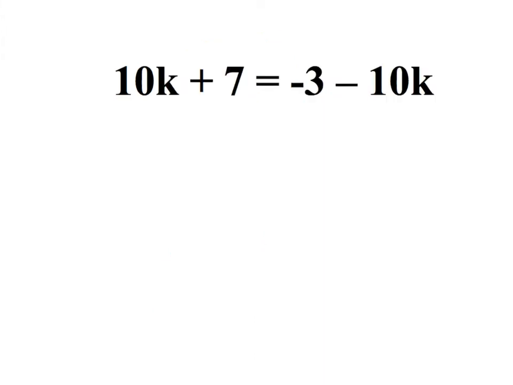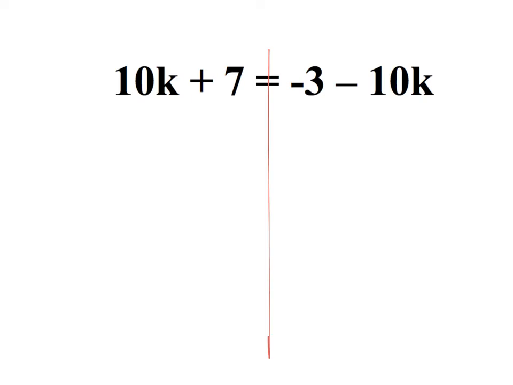Okay, let's check the next one. Let's draw a line. First thing we check for is distribution. Do you see distribution? No. Do you see like terms? One side at a time. 10k plus 7, are those like terms? No. Other side. Negative 3 minus 10k, like terms? No. So you're done. They're not like terms if they're on different sides. So now we're going to isolate, add or subtract, to get the variables on one side.